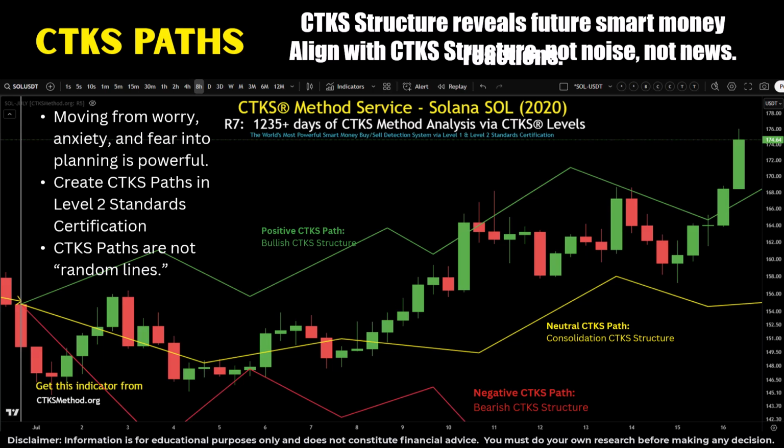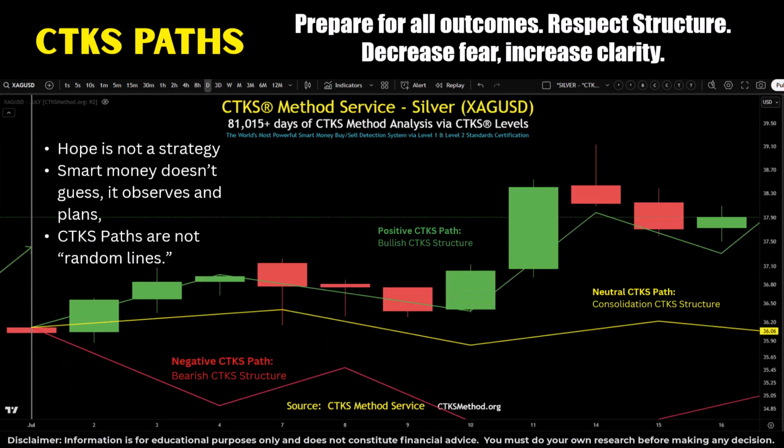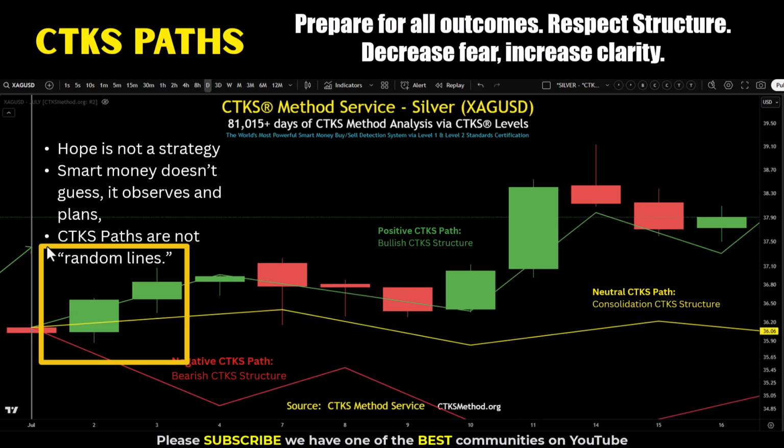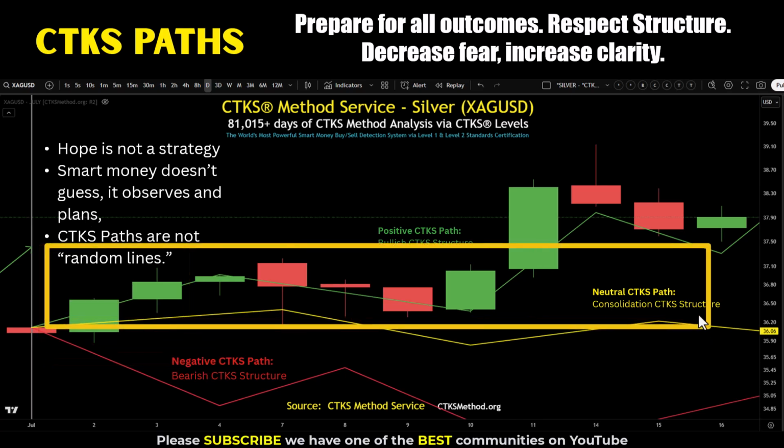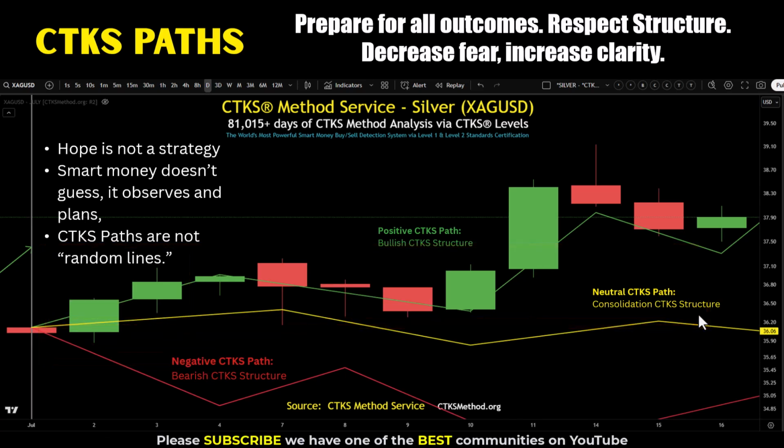Here is Solana. This is another example on silver, and this is the current price, the current structure. CTKS Paths are drawn at the start of the month, and they are not changed. They're not changed to fit price. So you can imagine right here, silver was drawn up, and look at how well it's managed to respect structure.